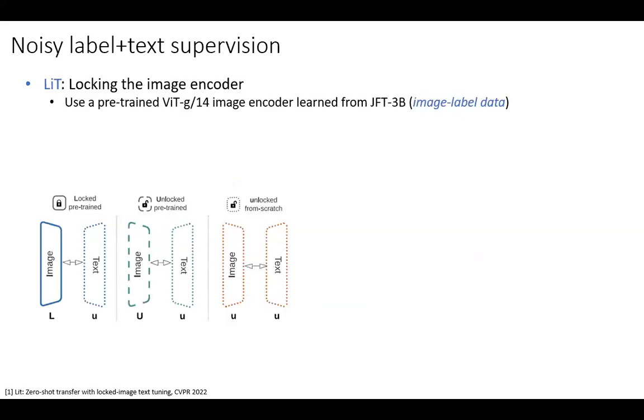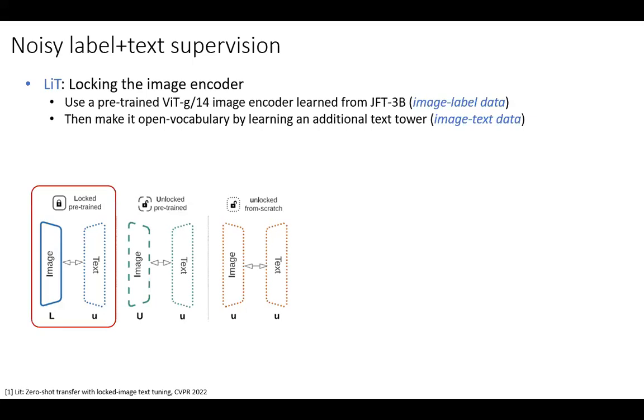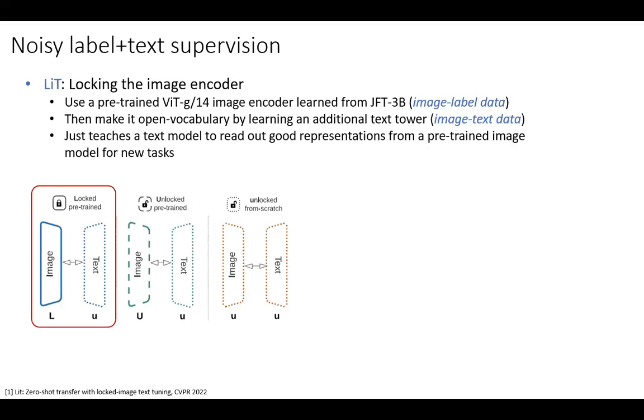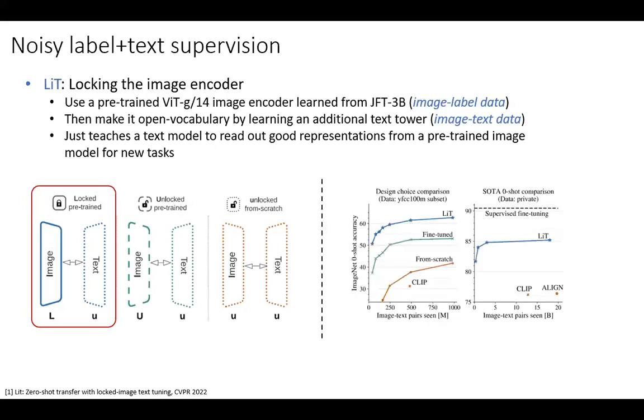Besides that, there are some other methods trying to do that, right? Because your image encoder can learn a very discriminative representation. So in the LiT paper, the authors basically propose you first pre-train the image encoder using image text data. And at this scale, it can be ViT-g, 3 billion. But then based on this frozen image encoder, you can make the model open vocabulary by just learning an additional text tower. So basically, the idea is just to teach a text model to read out a good representation from a pre-trained image encoder for new tasks. And by doing this, they also show much improved performance.